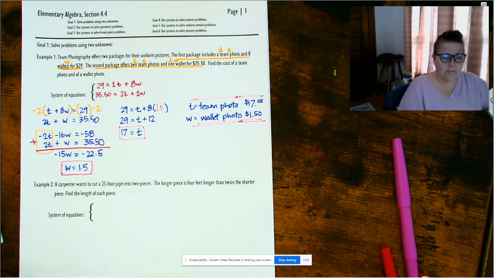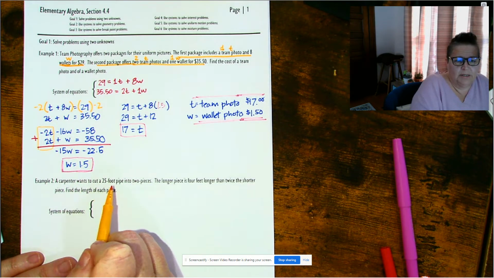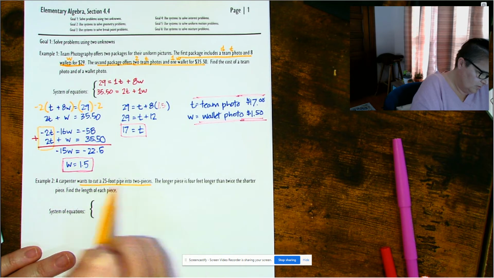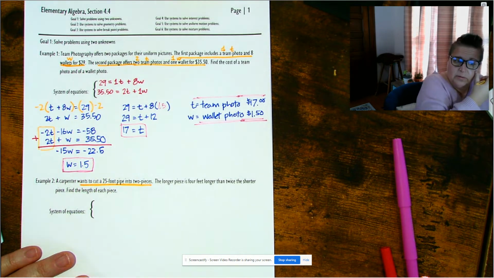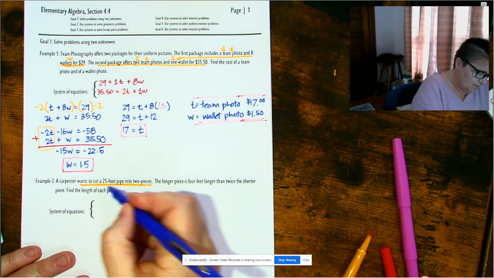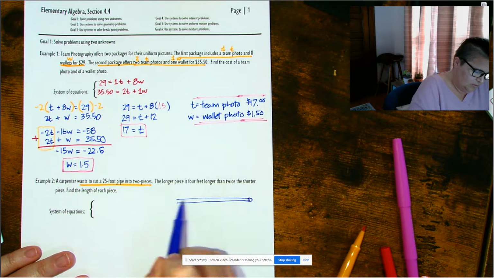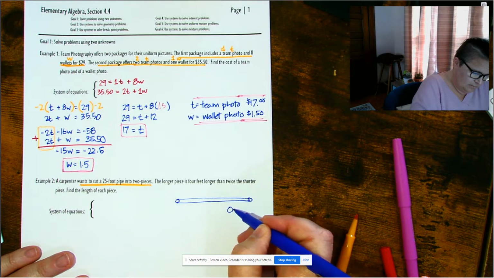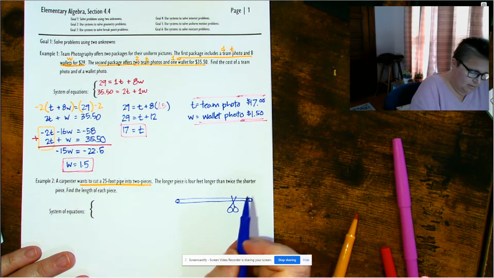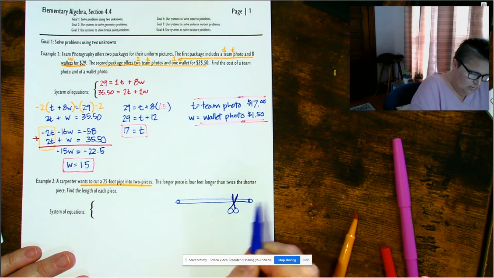All right. Second problem. A carpenter wants to cut a 25-foot pipe into 2 pieces. Since we have a 25-foot pipe, there it is. I'm going to draw it. We're going to cut it into 2 pieces, and I'm going to show it getting cut right there. Okay, so there's where I'm going to cut it.